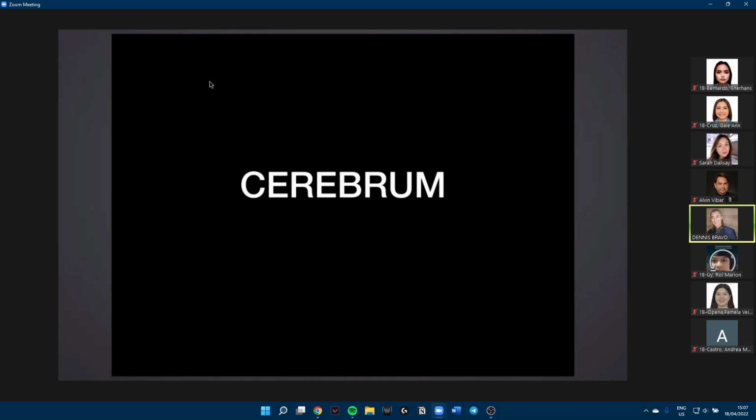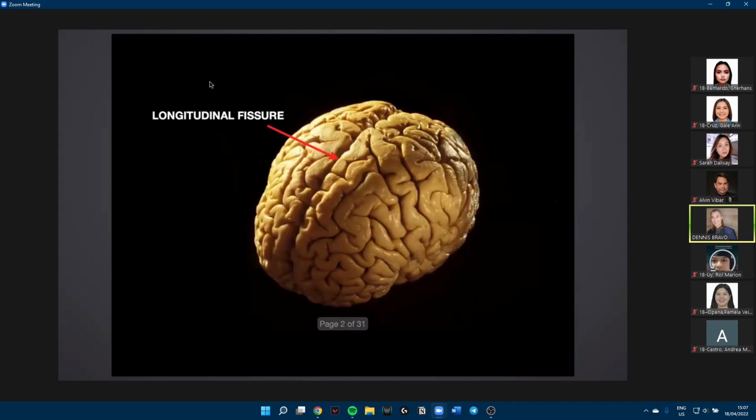So the cerebrum is one of the supratentorial structures that we have introduced to you in neuroanatomy. It's the seat of the higher functions of the central nervous system. Now, as you can see here, the cerebrum is divided into two cerebral hemispheres by a very deep longitudinal fissure.